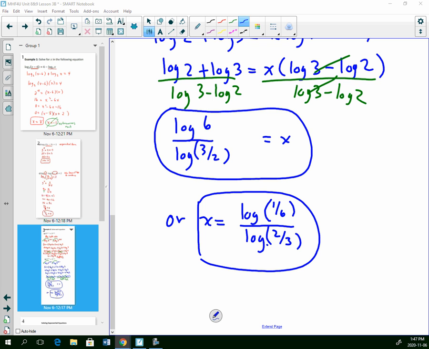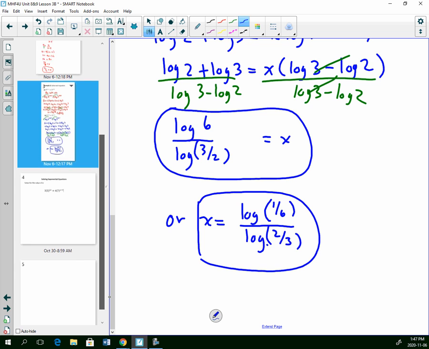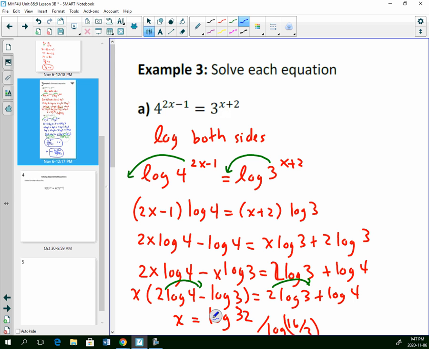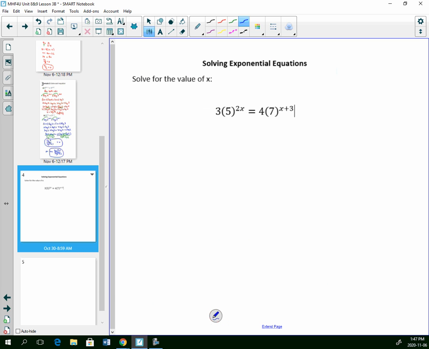Okay, let's try a question where we have 2 bases on the left and 2 on the right. So the previous question, we had 1 base of 4 on the left and we had 1 base of 3 on the right. In this question, we have 2 bases on the left and 2 on the right.